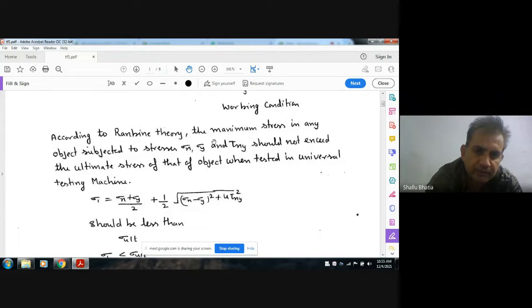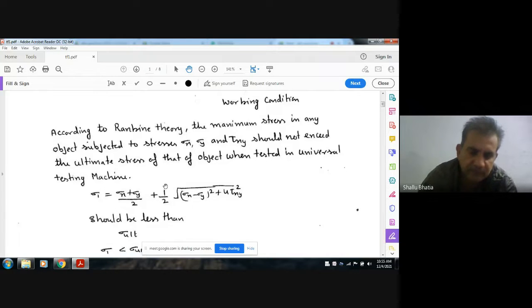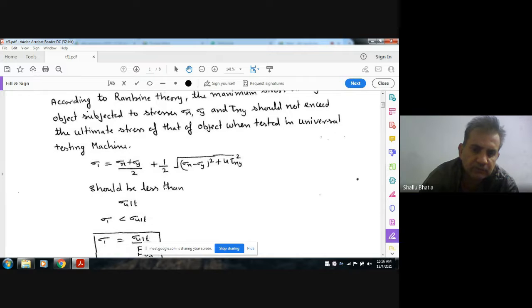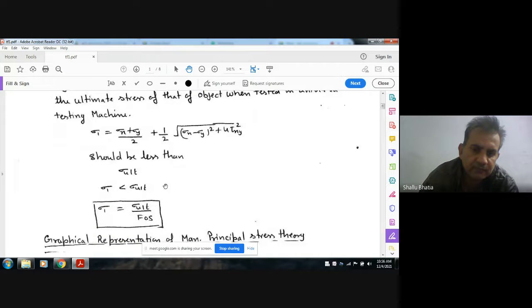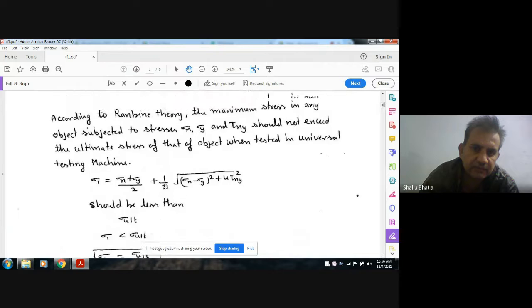So I read out for you. According to Rankine theory, maximum stress in any object subjected to stresses sigma x, sigma y, and tau x y should not exceed the ultimate stress of that object when tested in universal testing machine. So this is the maximum principal stress theory.